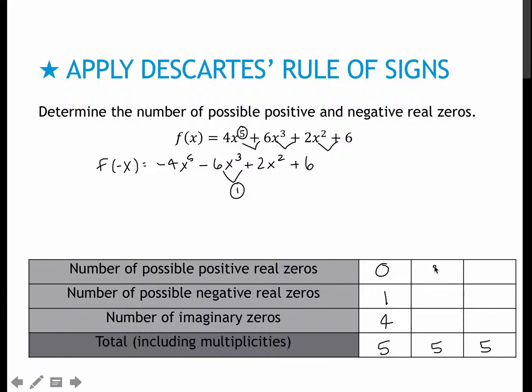Now, could I put a 2 here? No, because I'd have to decrease it by 2. I can't decrease 0 by 2. So the only option here is right here. I'm not going to have any positive real zeros. I'm going to have 1 negative real zero, and I'm going to have a bunch of imaginary solutions.